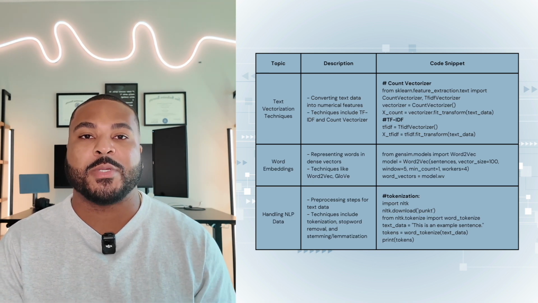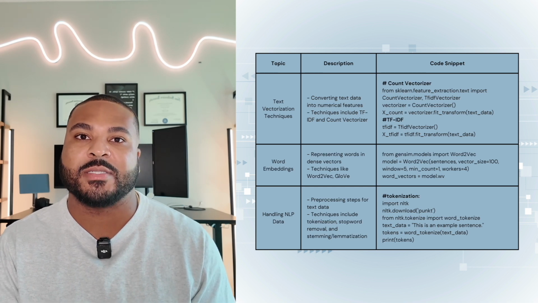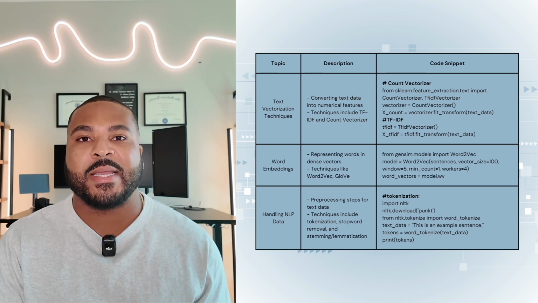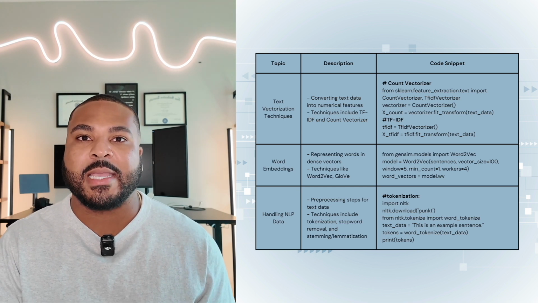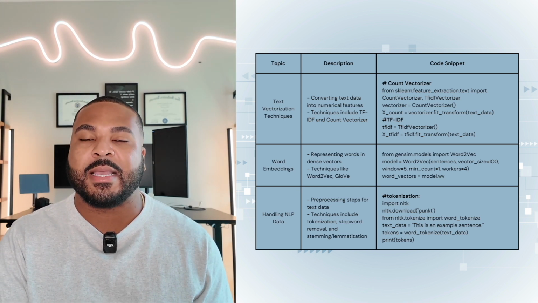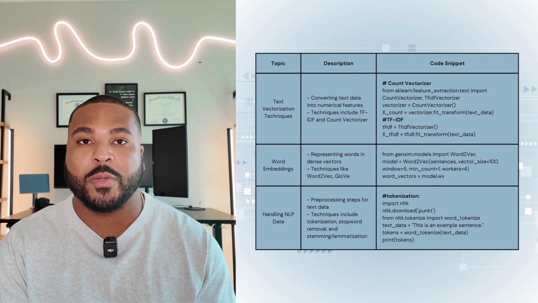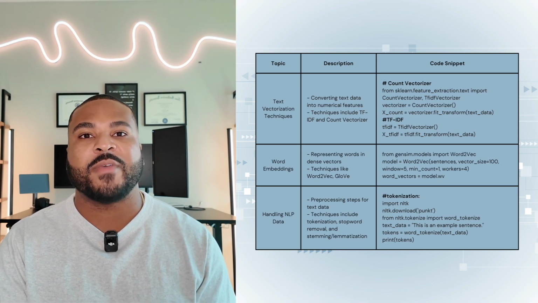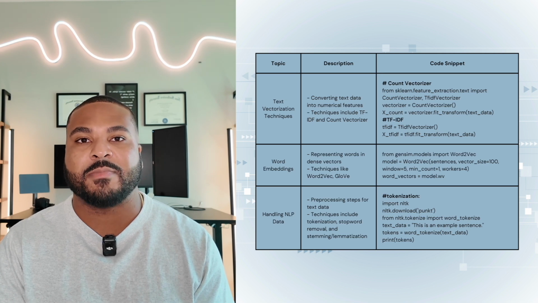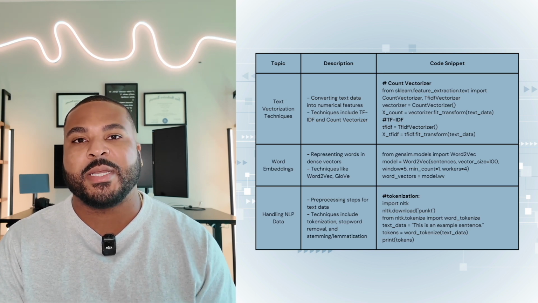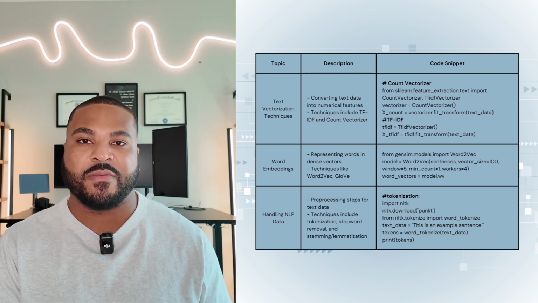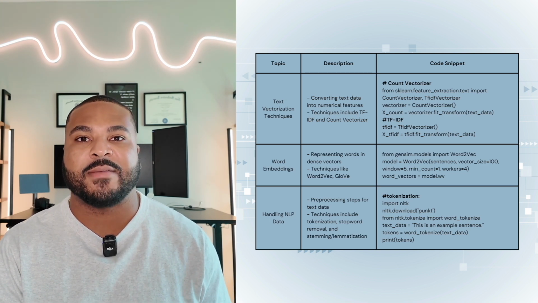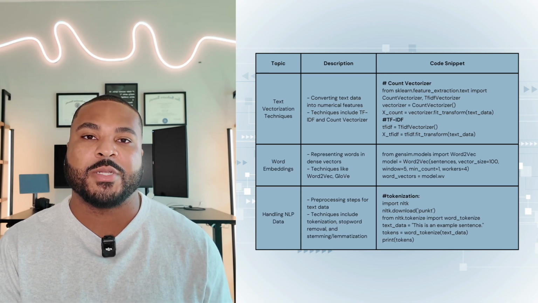Word embeddings represent words in dense vectors of fixed size, capturing semantic relationships between words. Techniques like word2vec and GloVe create these embeddings by training on a large corpus of text. So the word2vec model creates embeddings by training a neural network to predict context words given a target word. In this example of using word2vec, sentences should be a list of tokenized sentences from your text data.